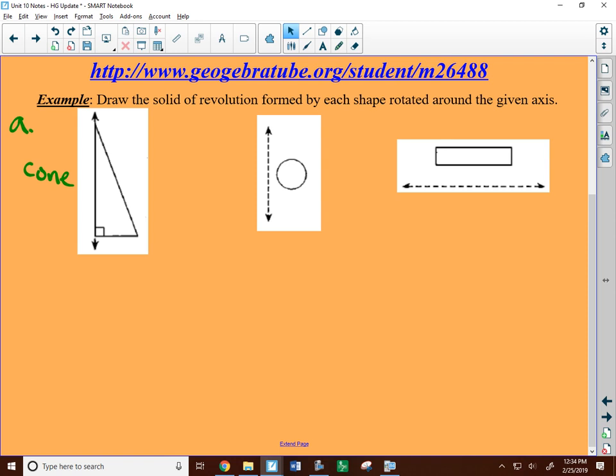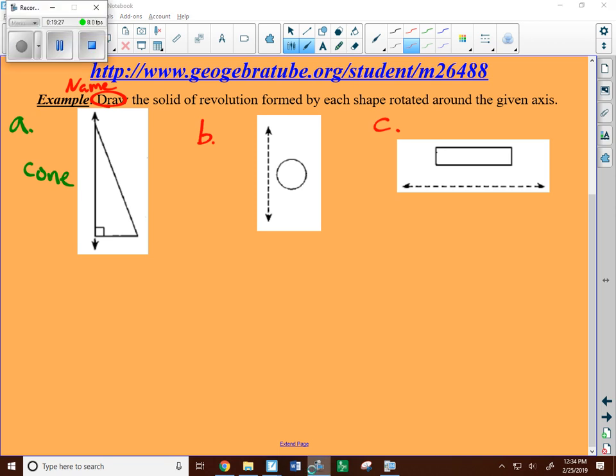Okay, so back to it here. I want you to do B and C. You can draw, or you can also just name it if you'd rather, since sometimes these are a little harder to draw. You can name or draw for B and C. Take 30 seconds. What did you get for B? Raise your hand. Shout it out.